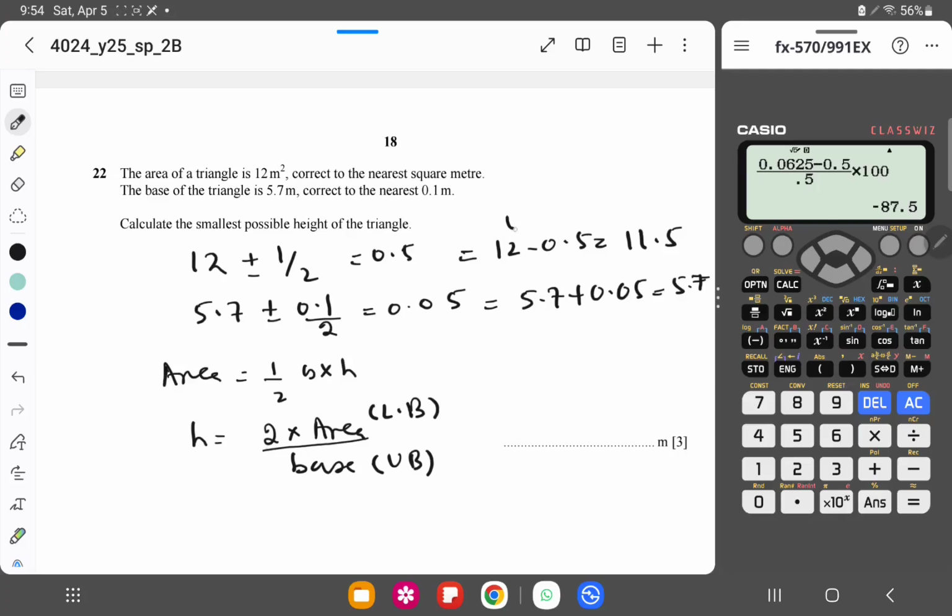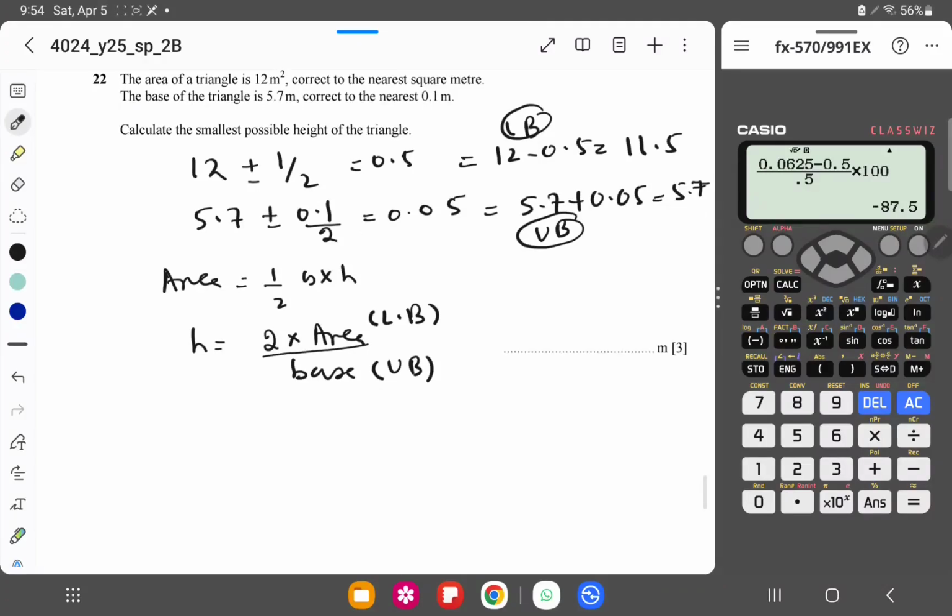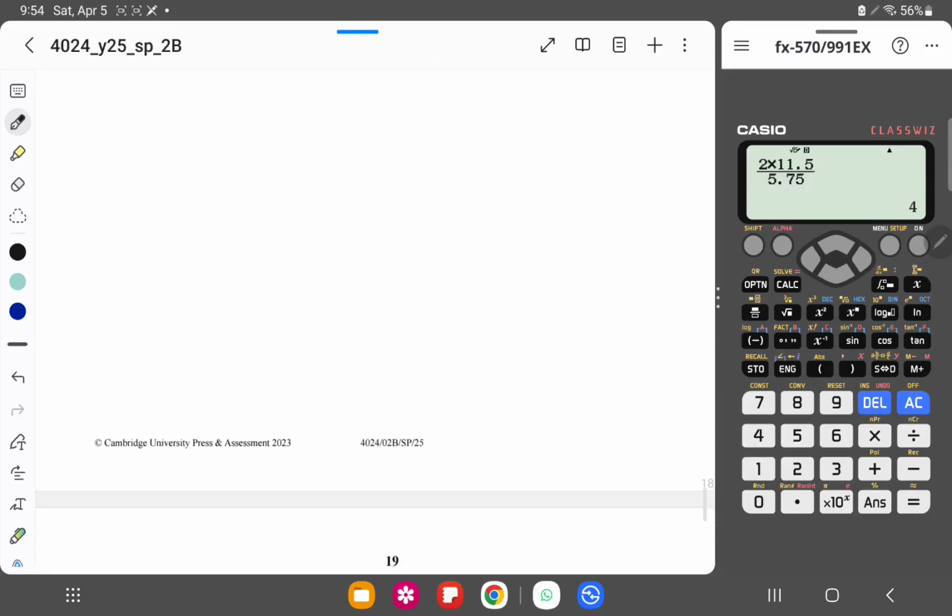We use the lower bound for this one and the upper bound for this one to get the smaller answer. In division we do it like that. So the area should be smaller and the base should be larger. So 2 times 11.5 divided by 5.75 is becoming 4 only. All right, that is the smallest possible height of the triangle.